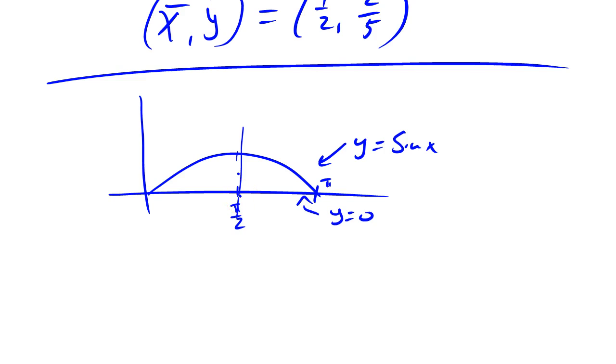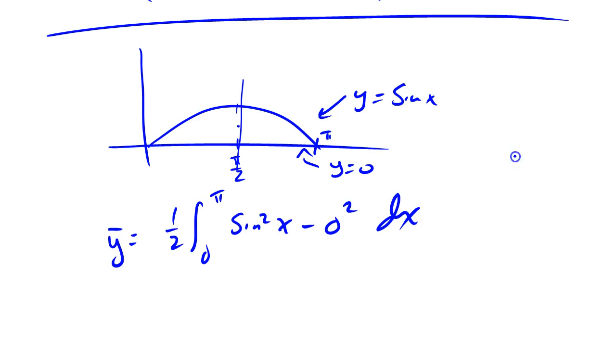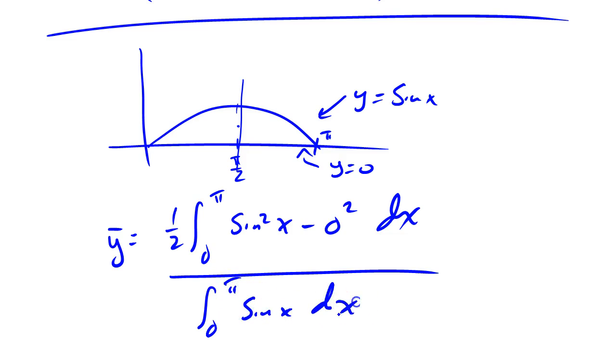Okay. So let's just calculate y bar. So y bar is 1/2 the integral from 0 to pi of the top function squared minus the bottom function squared dx divided by the area of the whole region. So the area of the region would be the integral from 0 to pi of sine x dx.